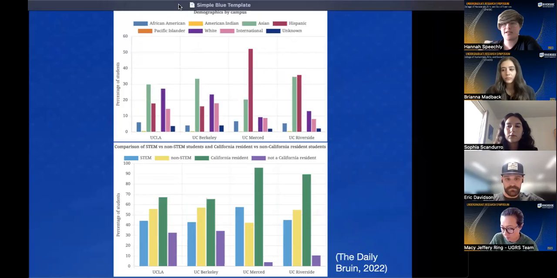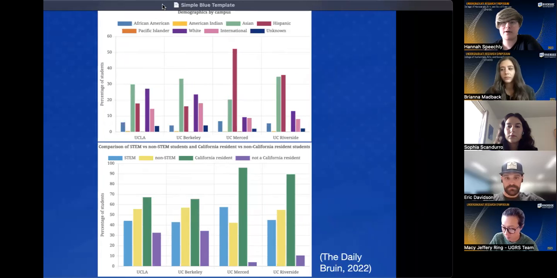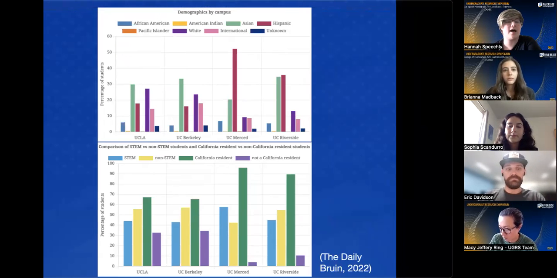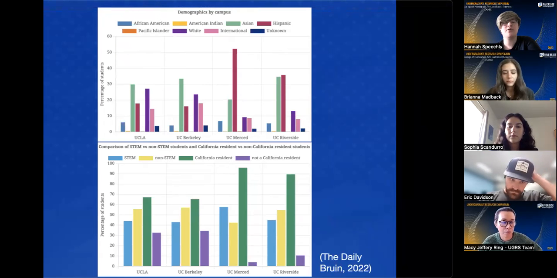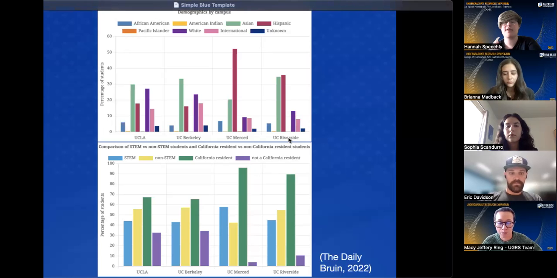One thing that I thought was interesting, this is courtesy of the Daily Bruin, is if you want to break down demographics by campus. So UCLA and UC Berkeley serve a lot more Asian students, whereas UC Merced and UC Riverside serve a larger amount of Hispanic students. And then if you look at STEM versus non-STEM students, especially if you're looking at prestige in STEM and humanities, and also California, non-California resident, you'll see UCLA and UC Berkeley have more non-California residents than Merced and Riverside. So even just looking at non-California residents, that includes out-of-state and international students, UCLA and UC Berkeley will be able to keep more of that tuition from out-of-state and international students, with less of that being distributed.